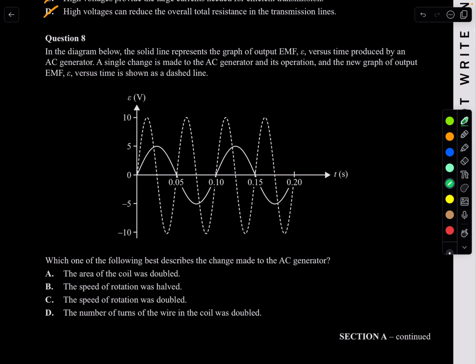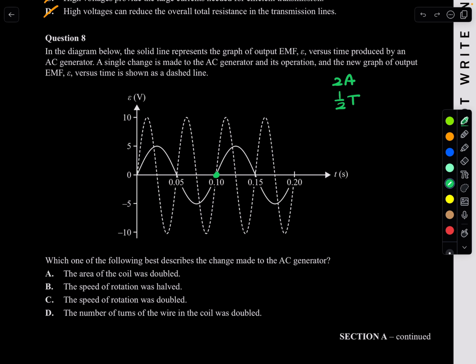Let's use a different color. Okay, in the diagram below, the solid line represents the graph of the output EMF versus time produced by an AC generator. A single change is made to this AC generator and its operation, and the new graph of its output versus time is shown in the dashed lines. Okay, so what can we see? It was originally this, and then its amplitude doubled, and also the period halved. So it's double amplitude, and the period looks like it's been halved. So this is your period, one cycle for a period, and now it's actually halved.